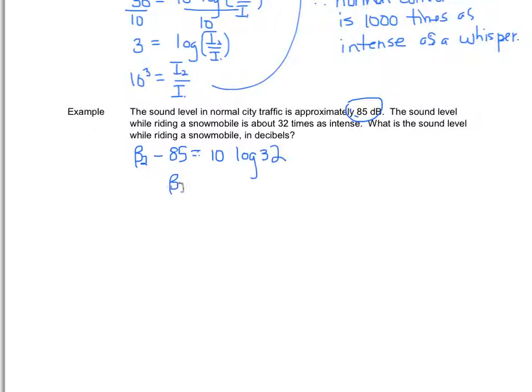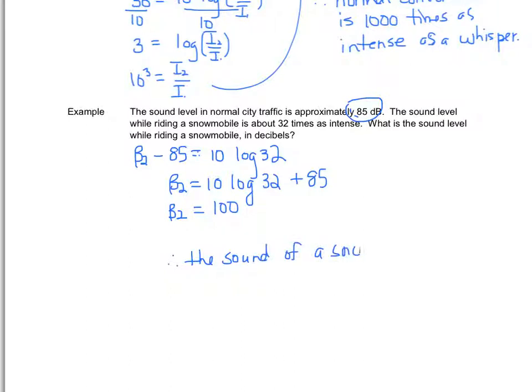In this case, we just have to add 85 to both sides. Then type that into your calculator, and that gives you an answer of 100. So therefore, the sound of a snowmobile measures about 100 decibels.